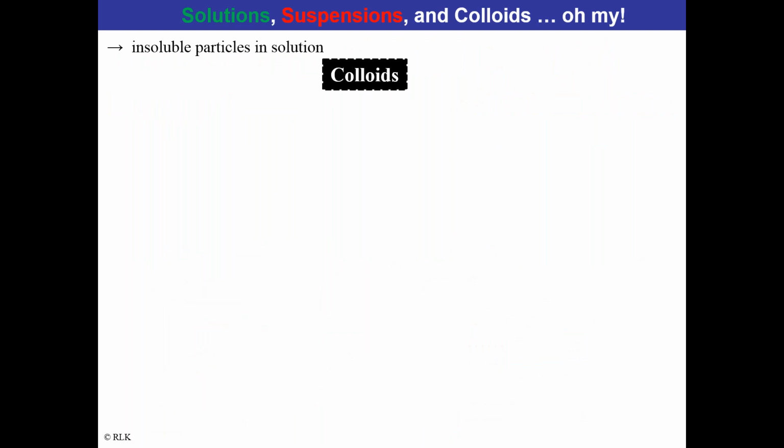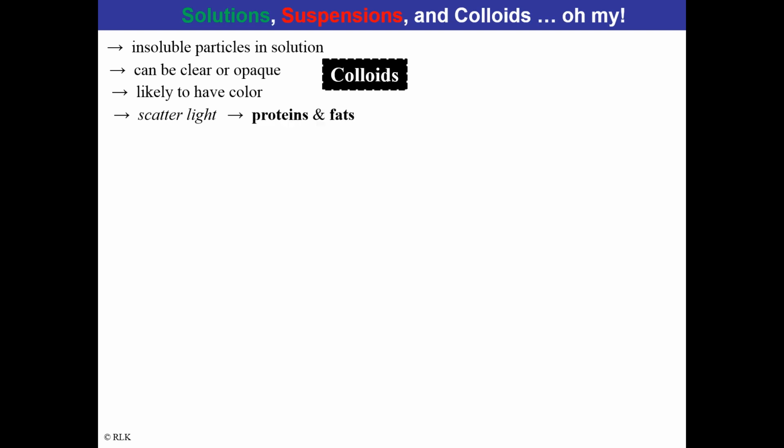And colloids, I mean, all of these are very familiar to us. It's not like solutions are more common in everyday life than suspensions or colloids. Actually, these are all equally as prevalent as one another. So when we talk about colloids, it's insoluble particles in solution. They can be clear or opaque, but likely to have color. They scatter light because there are particles in there. Usually proteins and fats are present.